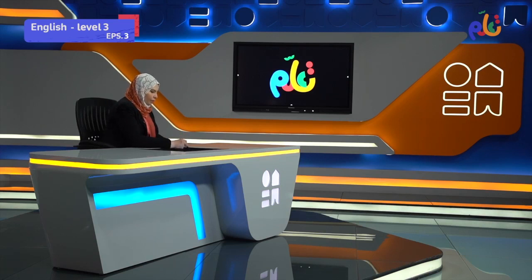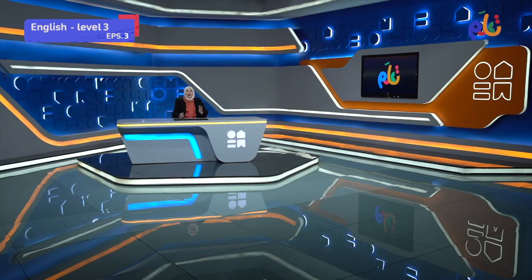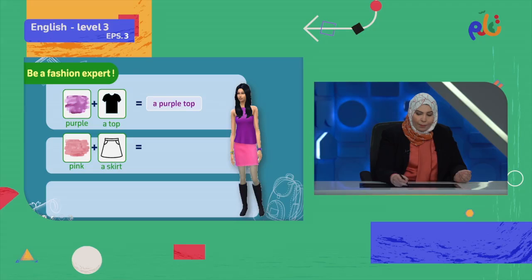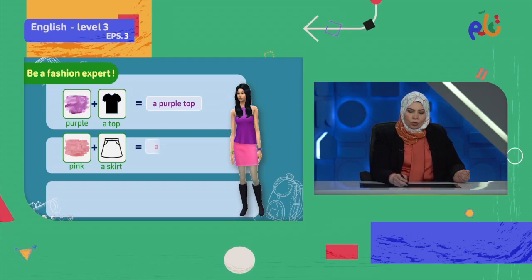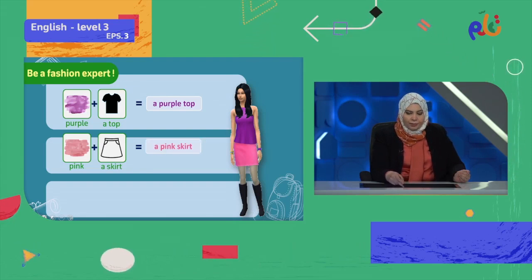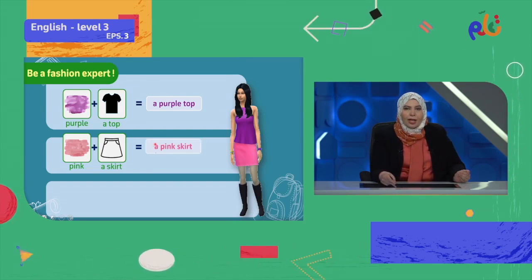Okay? So what color is this? Pink. And what do we call this? Skirt. So in this case, if I am going to put it in a sentence, I am going to buy a pink skirt. So we start with the article, and then the color, and then the item.